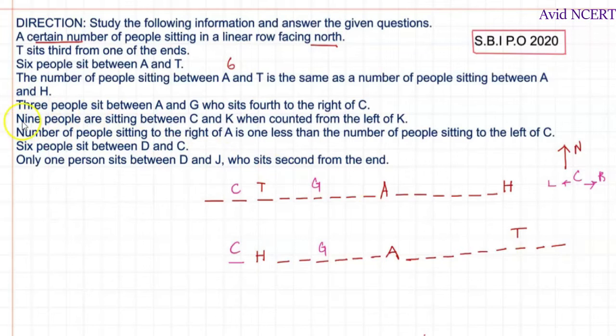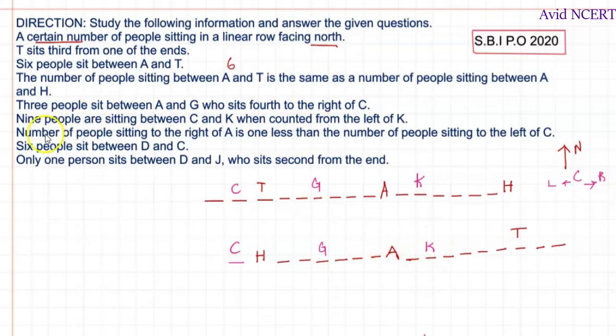From the next sentence, 9 people are sitting between C and K, which is K to the 10th. 1, 2, 3, 4, 5, 6, 7, 8, 9. So 9 people are sitting between C and K. So these are the 9 people. Whereas in this case again it is the same. So there is one person between A and K.